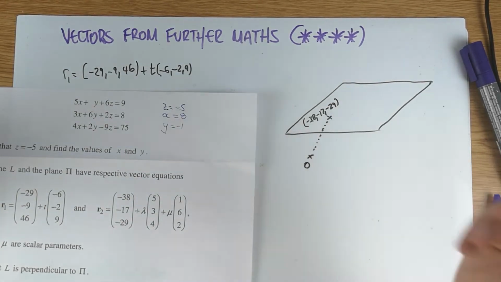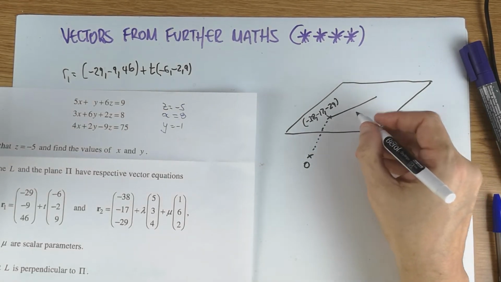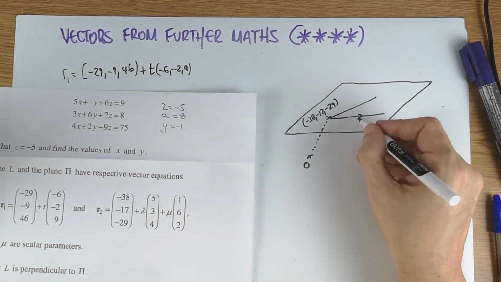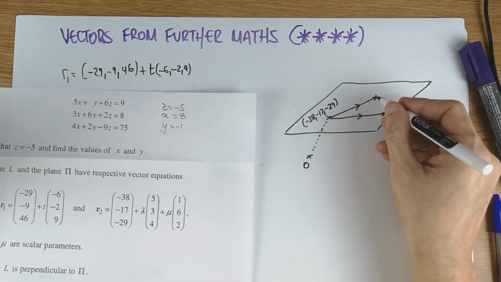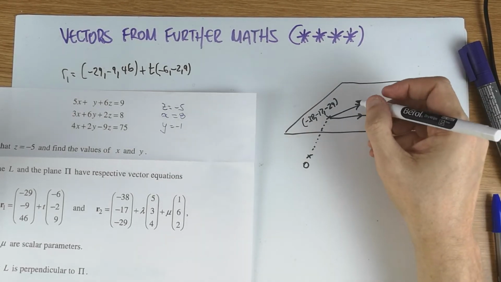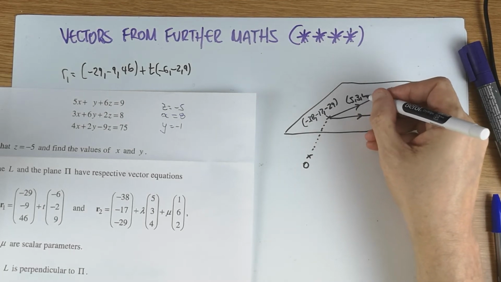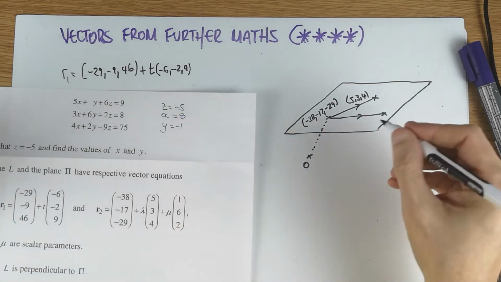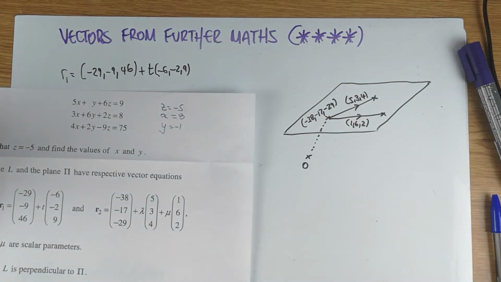This is the origin somewhere. And then we have two vectors on the plane. These are not position vectors. I can find what's there, but one of them is (5, 3, 4), that's this direction, and the other one is (1, 6, 2), that's the other direction.